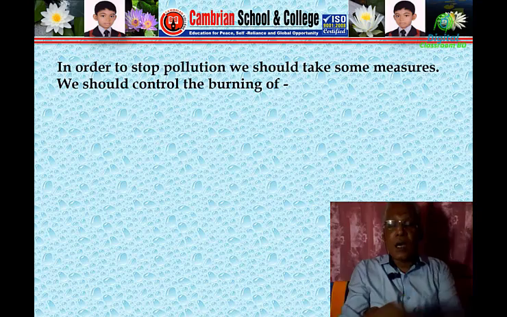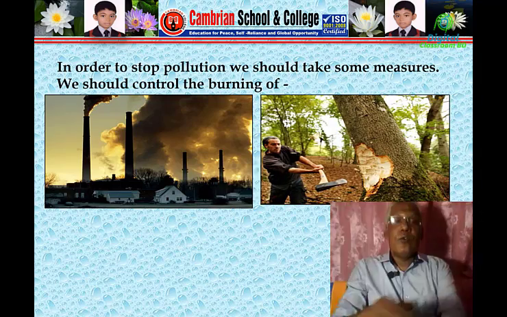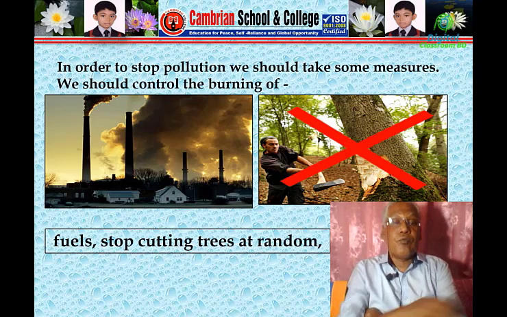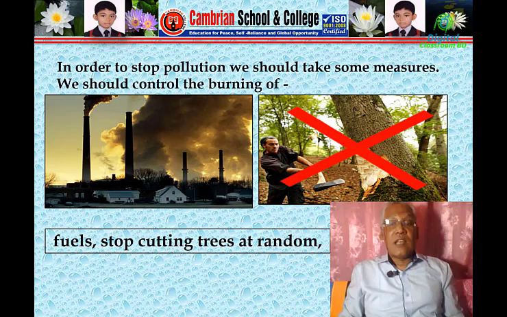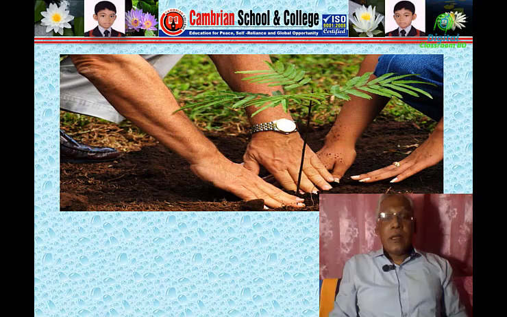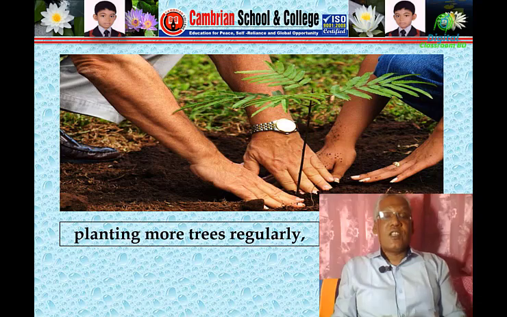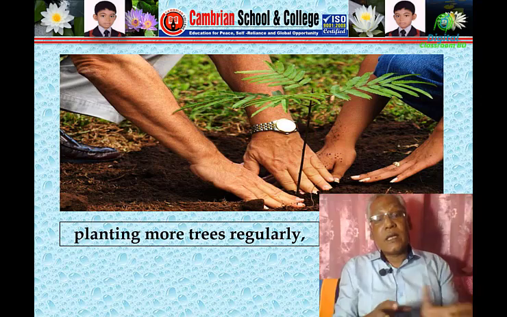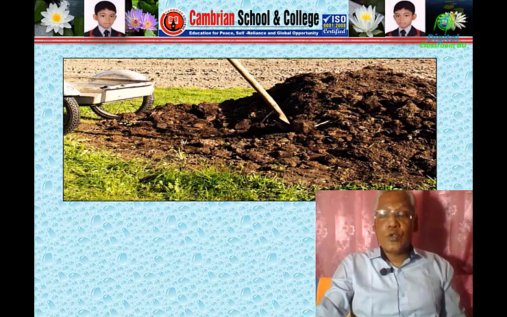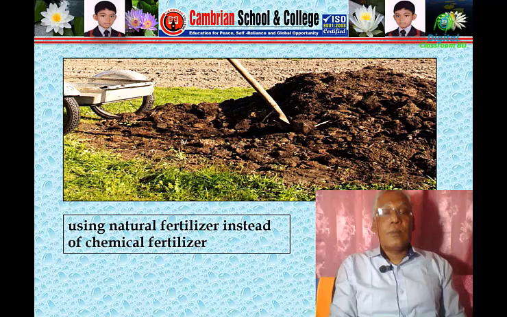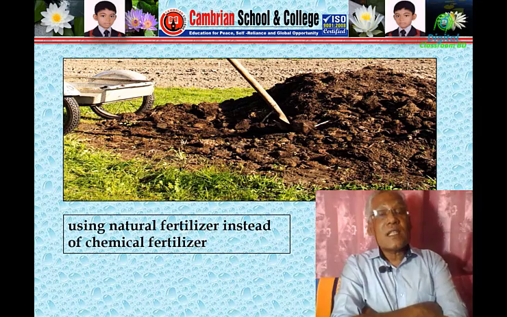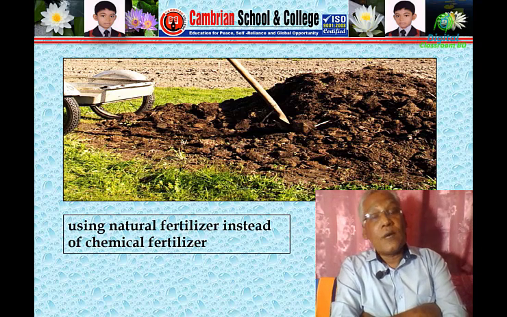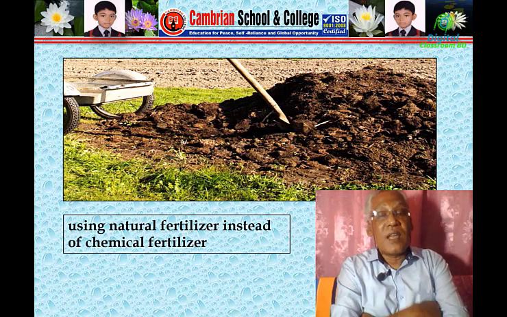We should control the burning of fuels. Stop cutting trees at random. And we must plant more trees regularly. Look at the pictures and you can easily guess what we should do to stop this. In the picture, we must use natural fertilizers instead of chemical fertilizers.